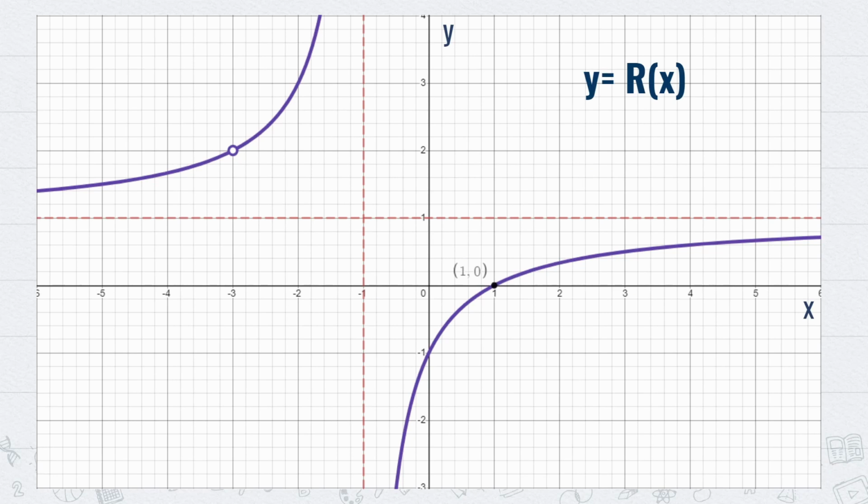Salutations everyone, it's me again, and I'm going to be showing you all our neat and detailed graph of r of x. As you can see here, our graph titled r of x is a reciprocal function that follows the x and y axis. The red dotted lines you see here are the vertical and horizontal asymptotes of the graph, and the hole you see at negative 3, 2 is the removable discontinuity in our function. Finally, the black dot on our graph is the root and x-intercept in our graph r of x.